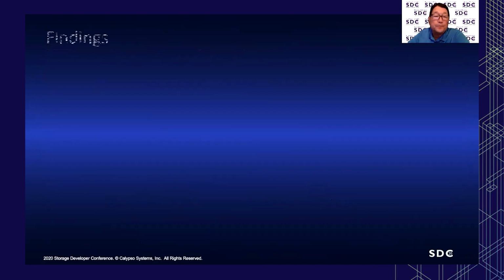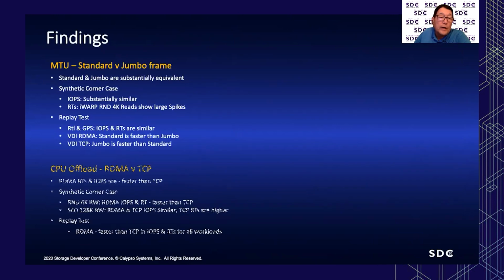So, in conclusion, what are our findings? For MTU, standard and jumbo are substantially equivalent. We saw that there's a case for iWARP random 4K reads showing large spikes, but across the board, jumbo and standard frame sizes are substantially equivalent. Second, looking at the CPU offload versus onload, we can see RDMA has faster response times and IOPS than TCP.